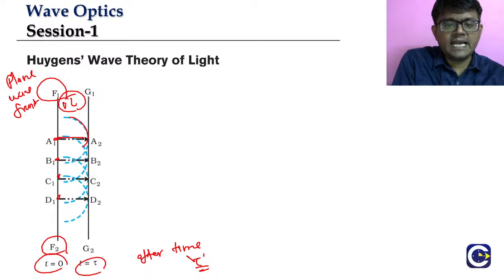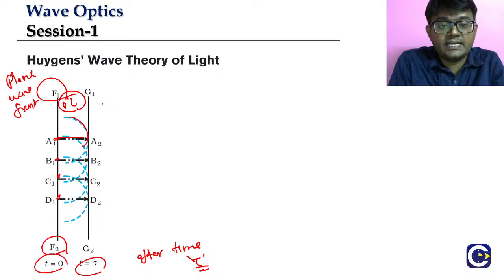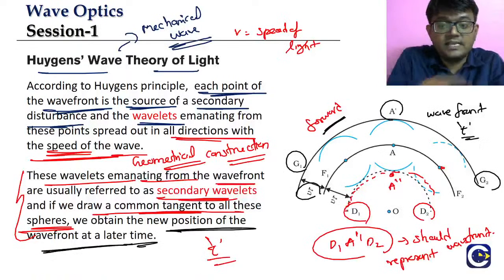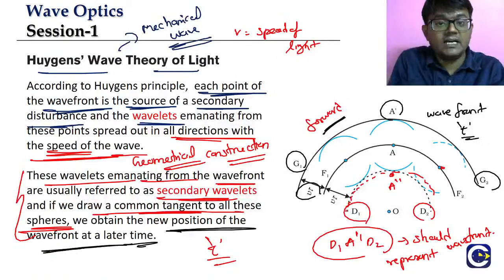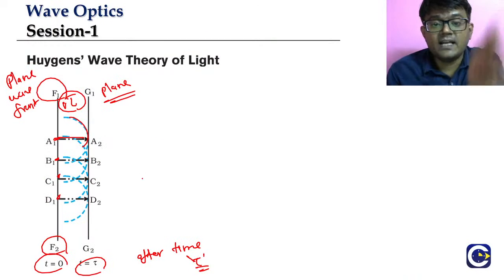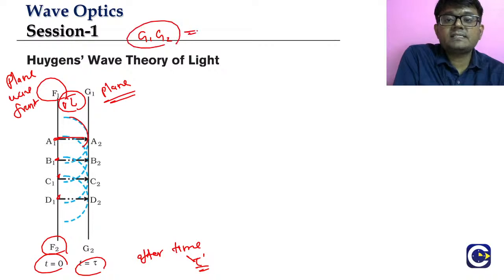Now you see the tangent that you draw for all the secondary wavelets. What is the tangent here? It is another plane. In the previous case, the tangent was like a spherical surface. In this case, it will be like a planar surface. So this G1, G2 represents the wavefront after time tau.